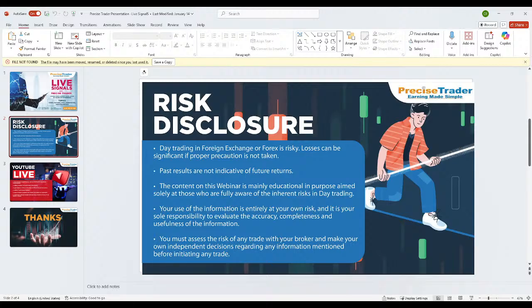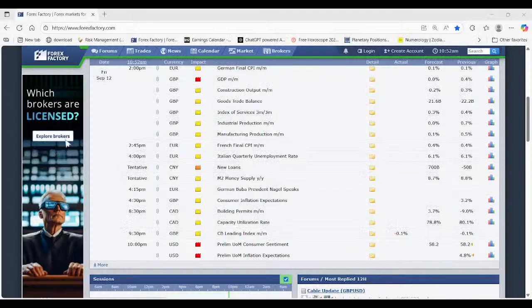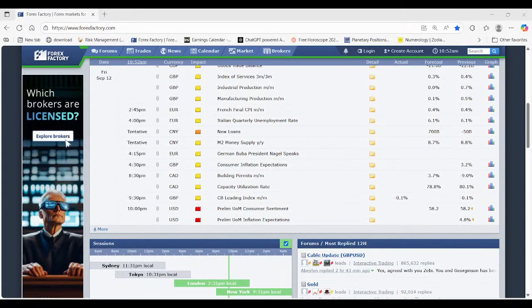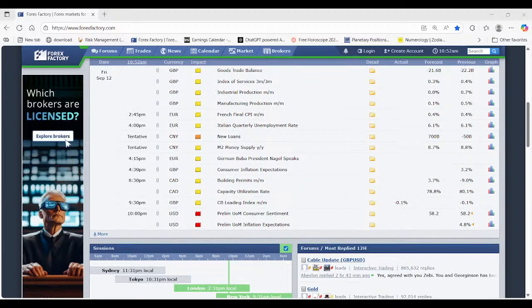So with that, we move on to our live analysis. The key data that's going to be out today is the preliminary UMich consumer sentiment in another 30 minutes. Then we don't have any other data.